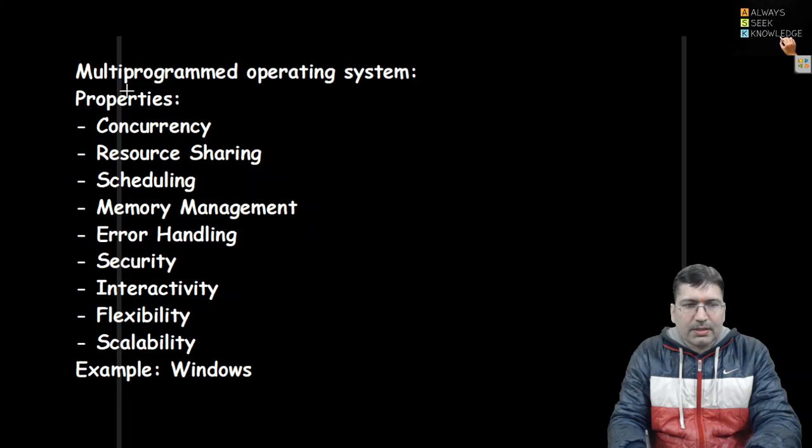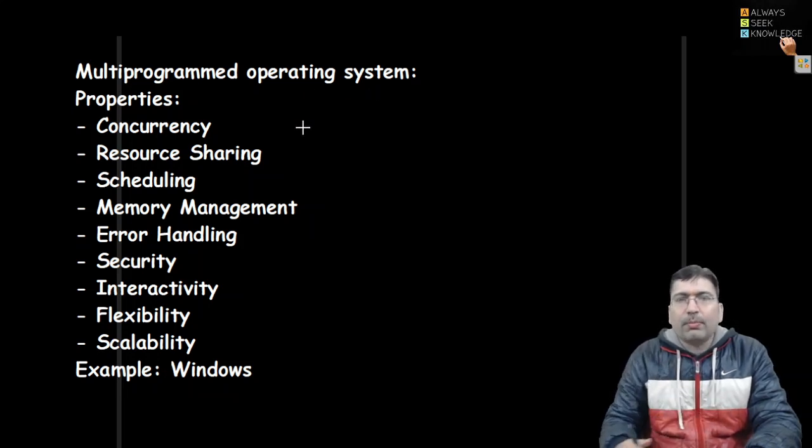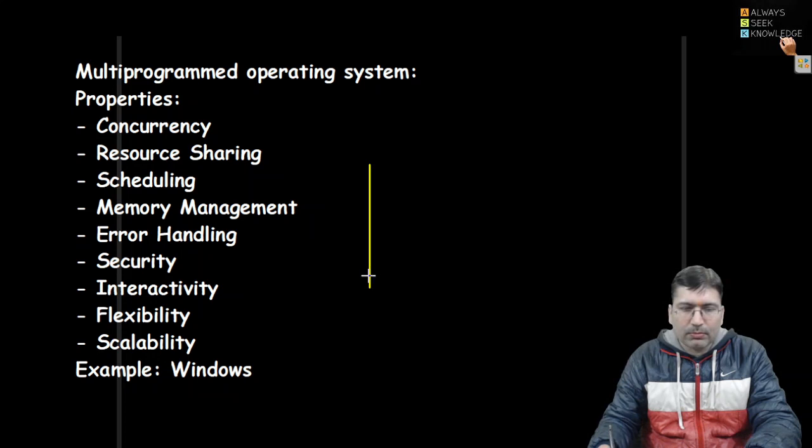Then the next operating system is the multi-programmed operating system, which overcomes the drawback of the batch operating system. In this operating system, at a time, multiple processes were allowed to be loaded inside the memory. So let's say this is your RAM, and inside it multiple processes at a time can be loaded.